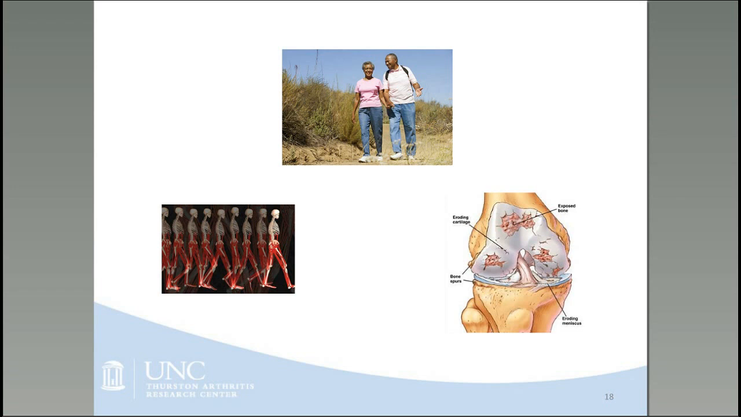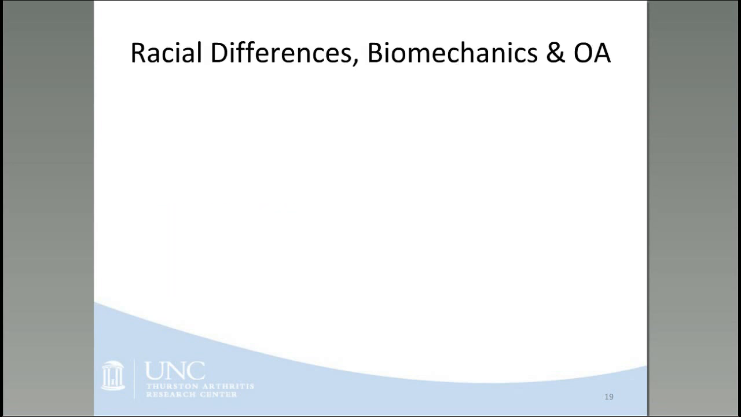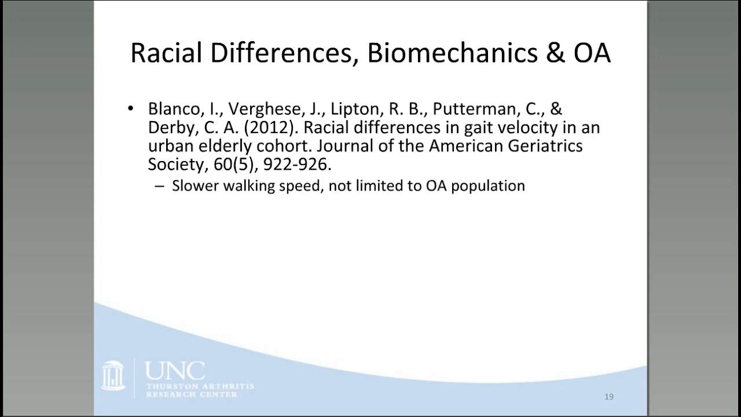So if we understand that race and ethnicity are systemic risk factors for OA, and we understand biomechanical abnormalities can be a local risk factor for OA, is it possible that racial differences may play a role in biomechanical associations with OA? So the answer is, yep, it's possible. Unfortunately, there's not much literature about this, but I was able to find 2 studies examining racial differences in biomechanical outcomes. Both studies compared African Americans and Caucasians.